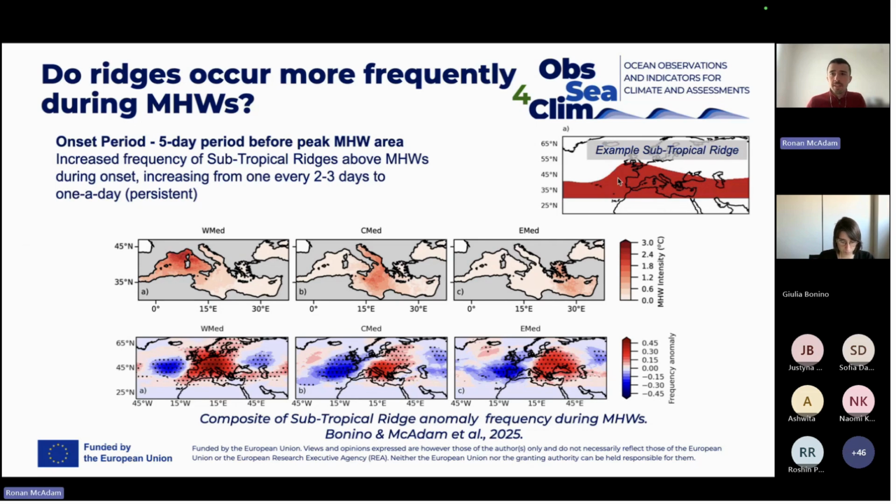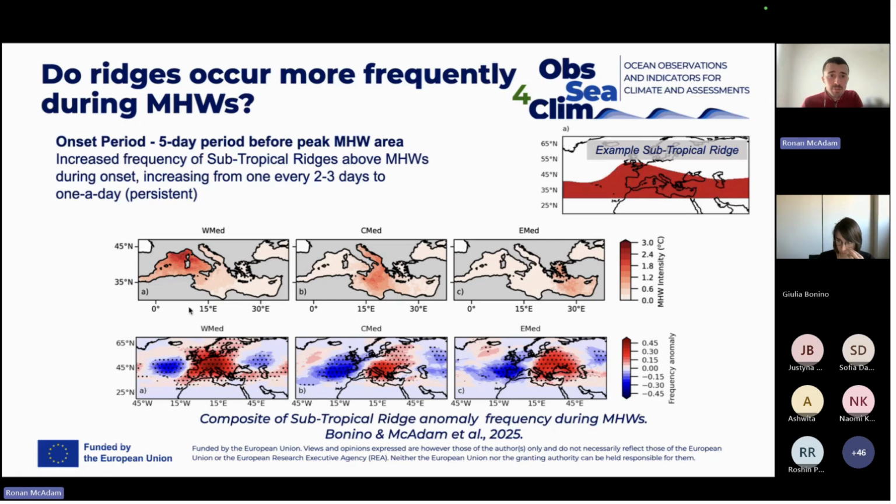On the right, you can see an example of a subtropical ridge really extending far north to the British Isles and covering the whole Mediterranean. At the bottom, we can see again our clusters, the average marine heat wave intensity for each type of event, Western, Central, Eastern. And I'm showing here the composites of the increase in subtropical ridge frequency during the onset period.